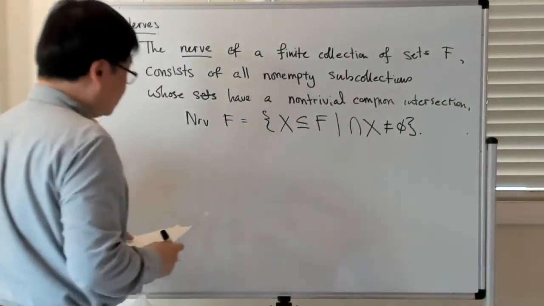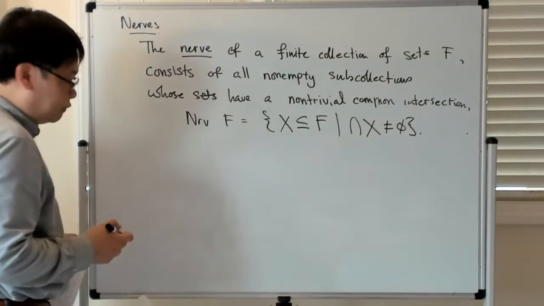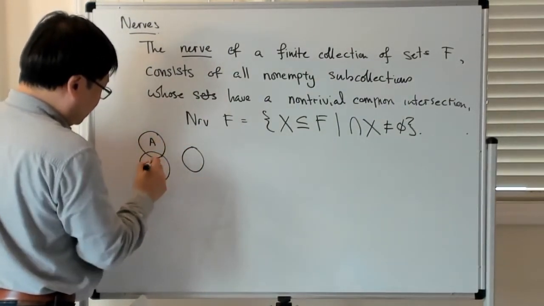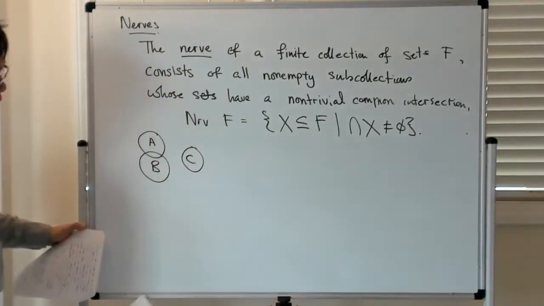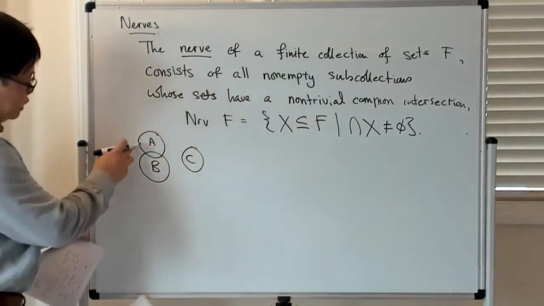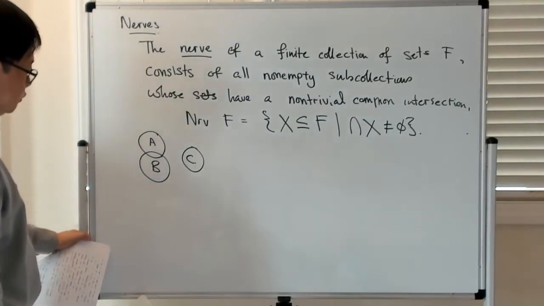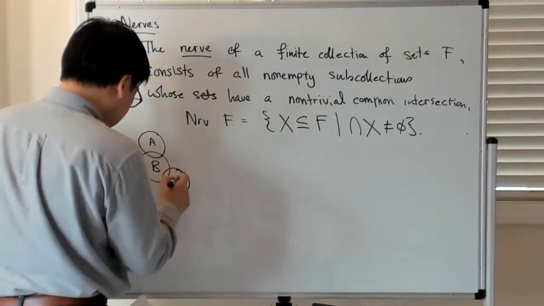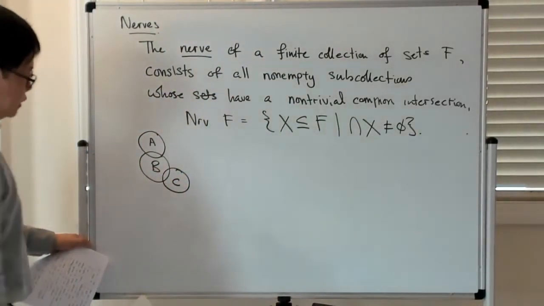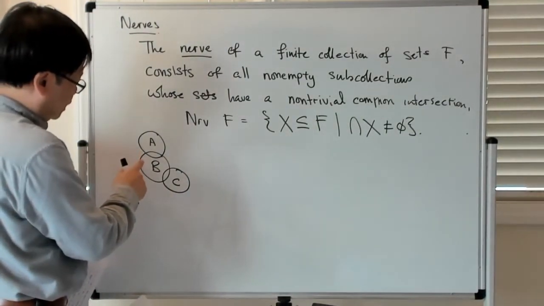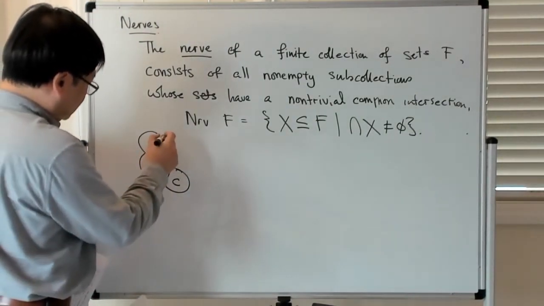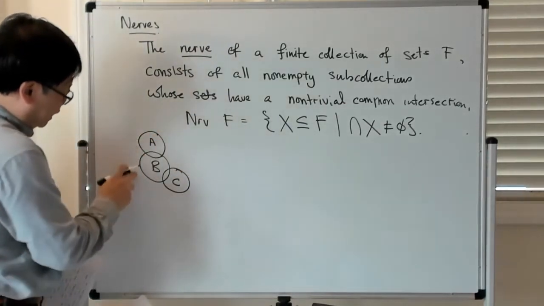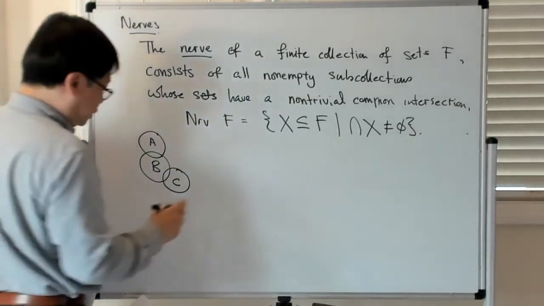So perhaps it would be easier to understand if we drew something. Let's say we have three sets. Let's call them A, B, and C. Actually, maybe let's make life a little bit more interesting and put C here. So here what's happened is that A and B have a non-trivial intersection.